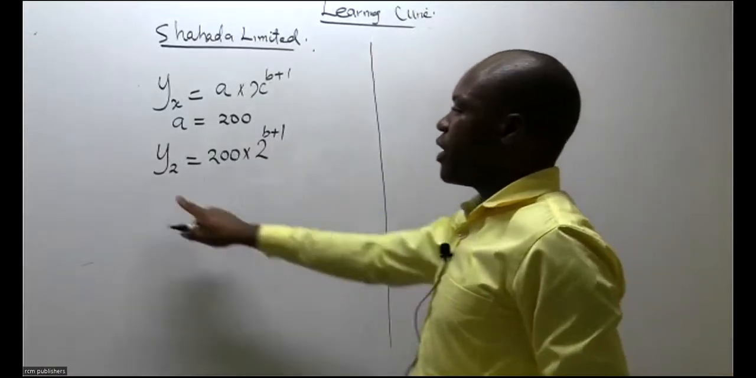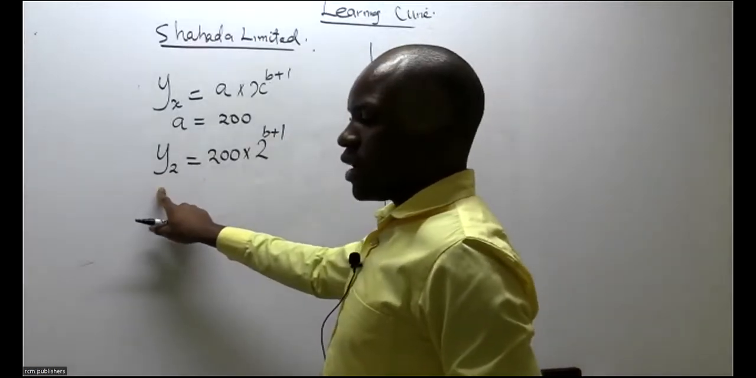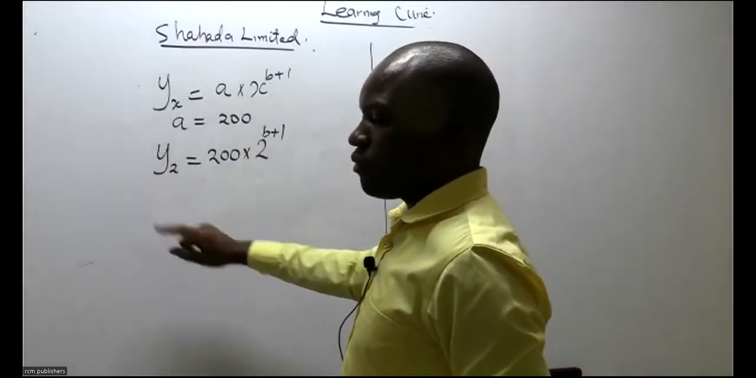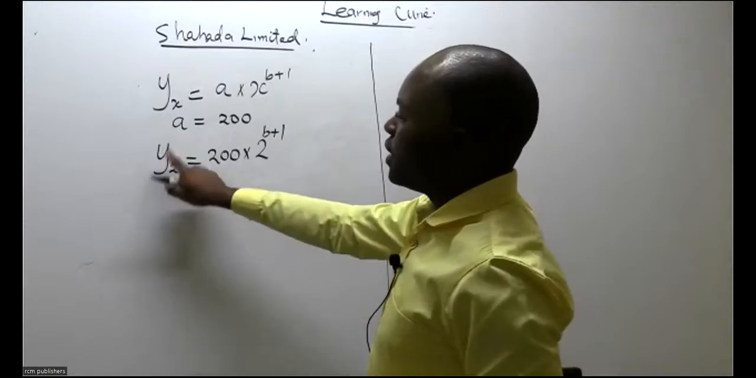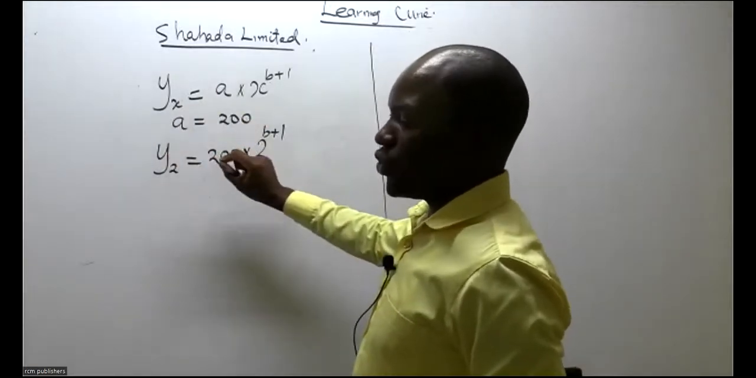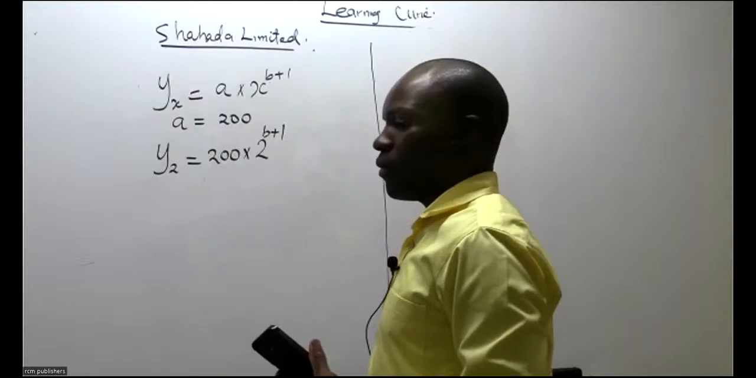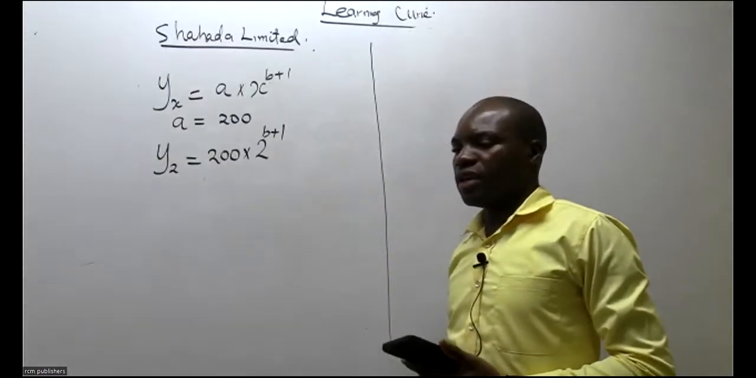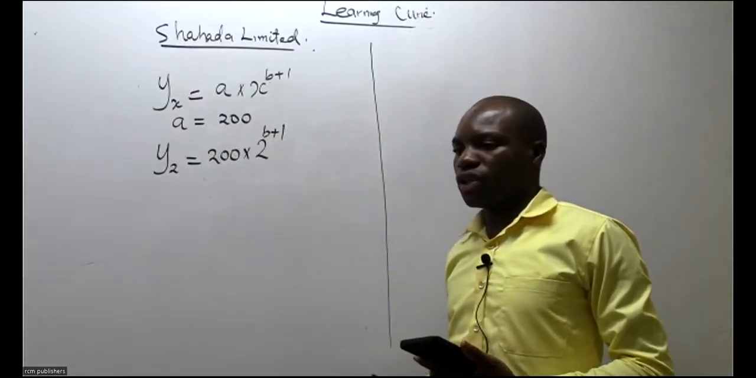Are we able to see where we have Y2? Can someone help me identify the value of Y2? Y2 is the time taken to produce the first 2 units. Do we have it anywhere? Time taken to produce the first 2 units.